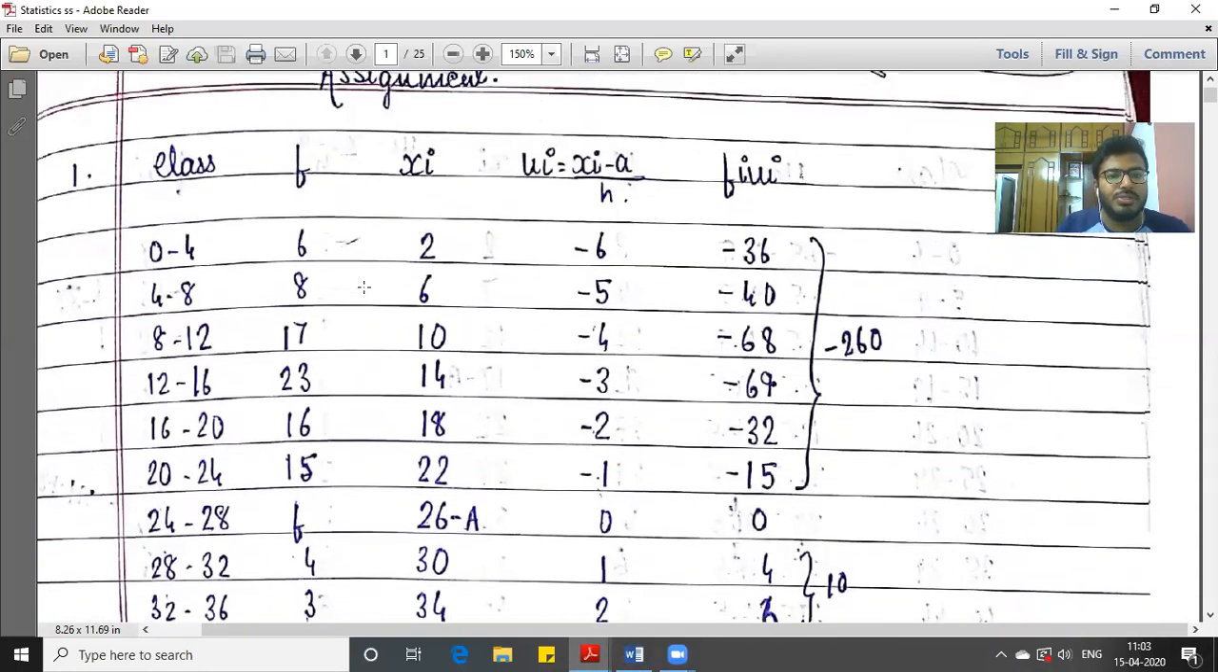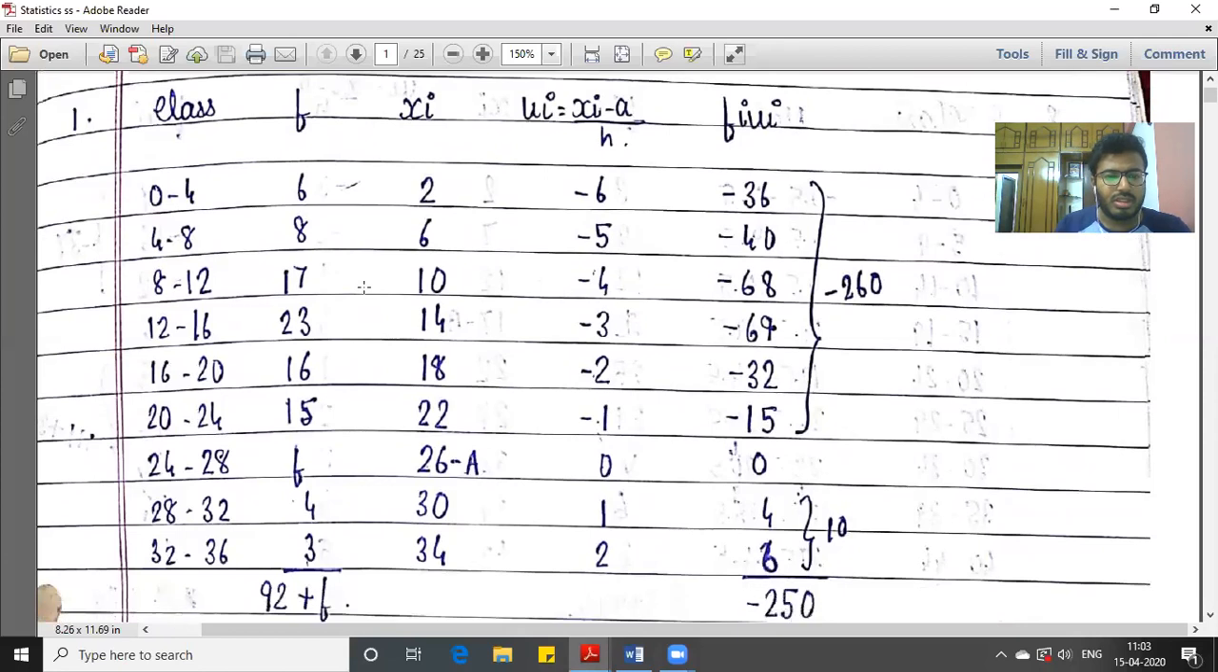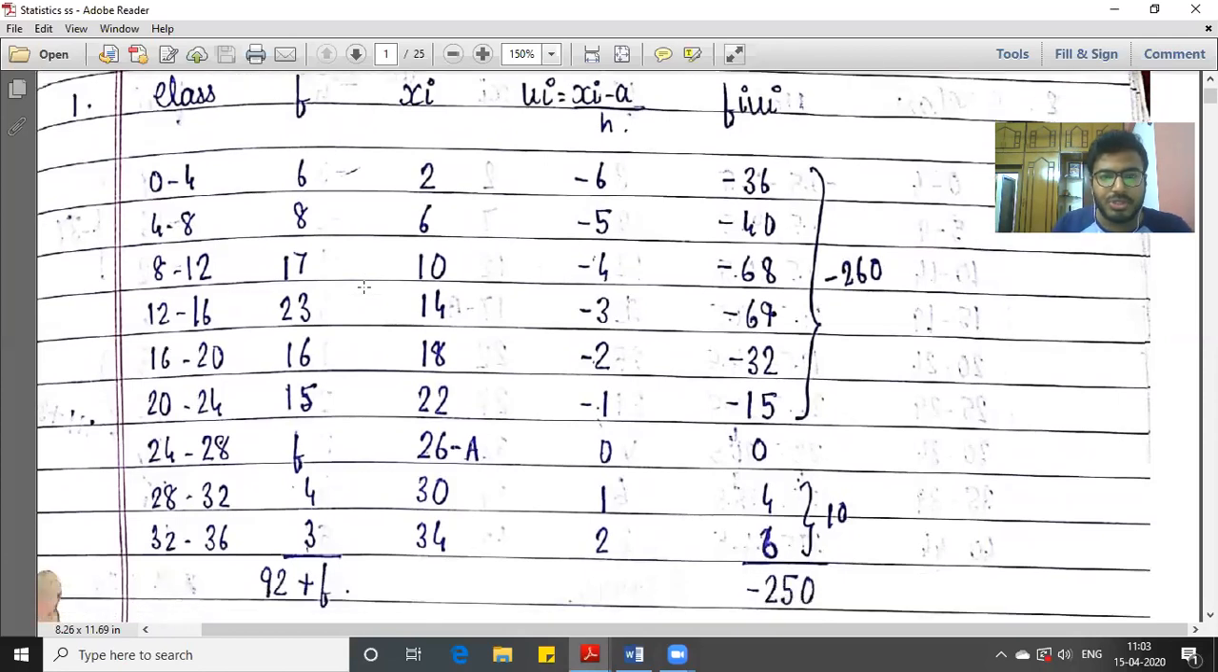Okay, now class, we have to write first the class, then frequency, then xi. Then we are taking here the step deviation method, so ui is equal to (xi minus a) upon h, and then fi ui. Now look here, if there is one missing frequency, remember very carefully, in front of the missing frequency, the xi value, you have to take the a value. So whichever is the missing frequency, the value in front of it, you have to take as a. Okay, so that is a.